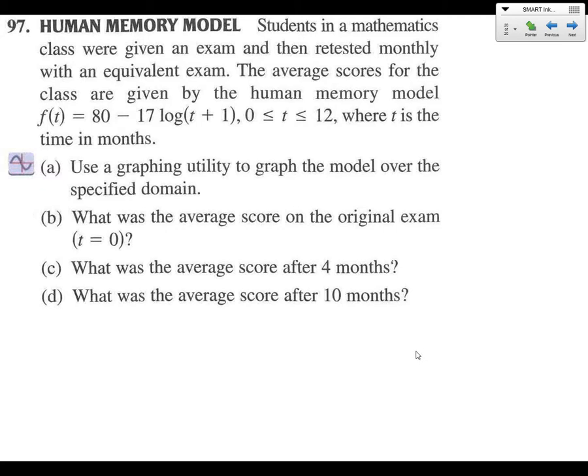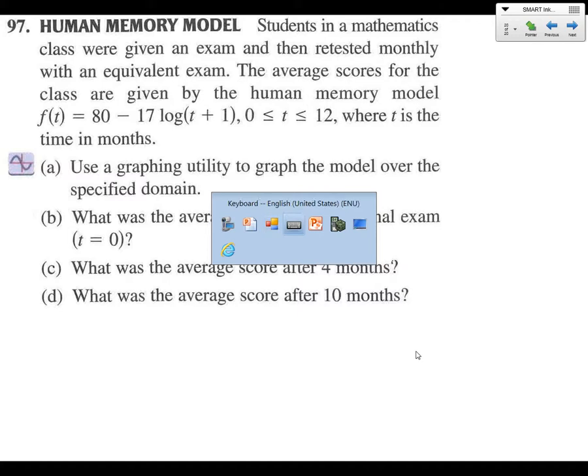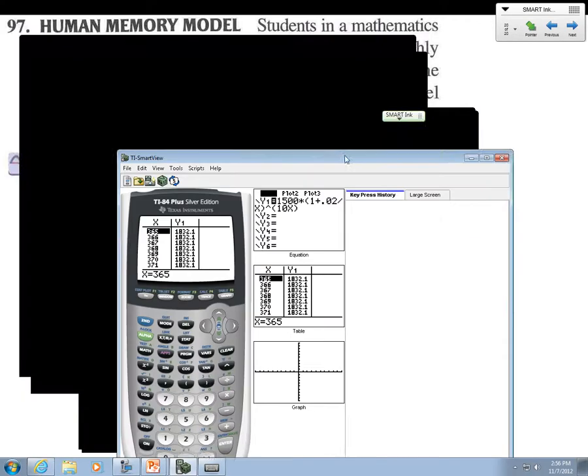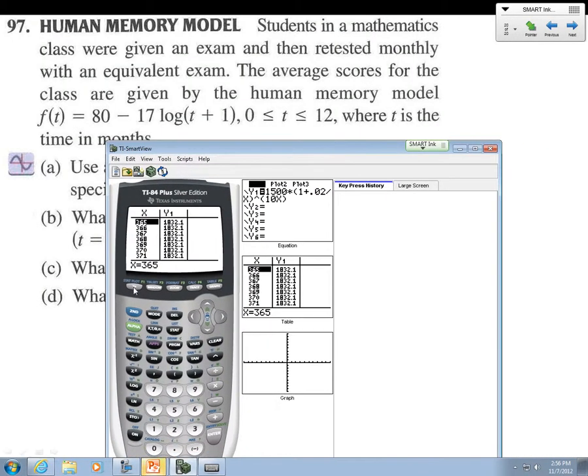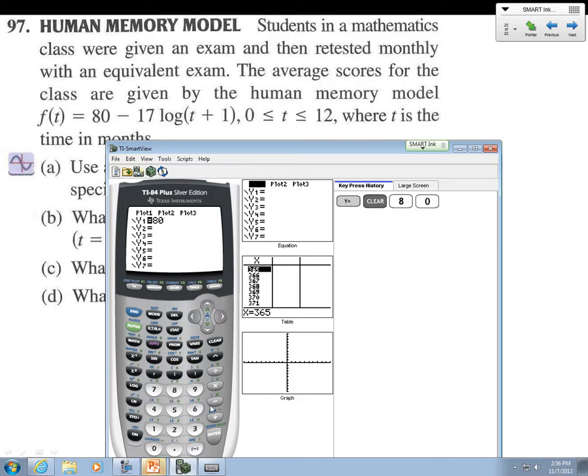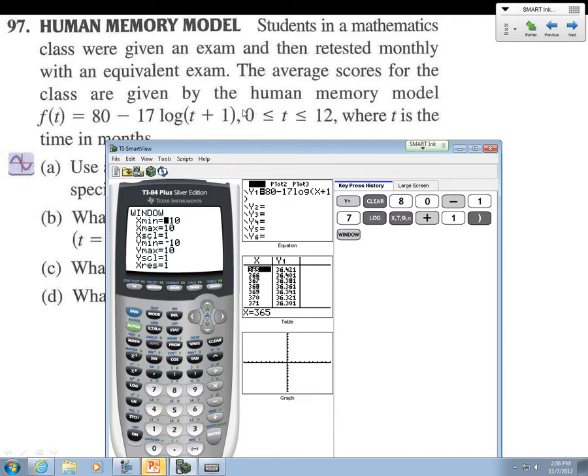All right, first things first, it does say use a graphing utility to graph the model over the specified domain. So let me flip over to our graphing calculator and plug this in. We'll take a look at what this ends up with. Y equals, let me clear that off, 80 minus 17 log t plus 1. So t is going to be x in this problem. All right, and so we do want to have our window. It says we want to go from 0 to 12. And remember, t is our x in this problem, 0 to 12.